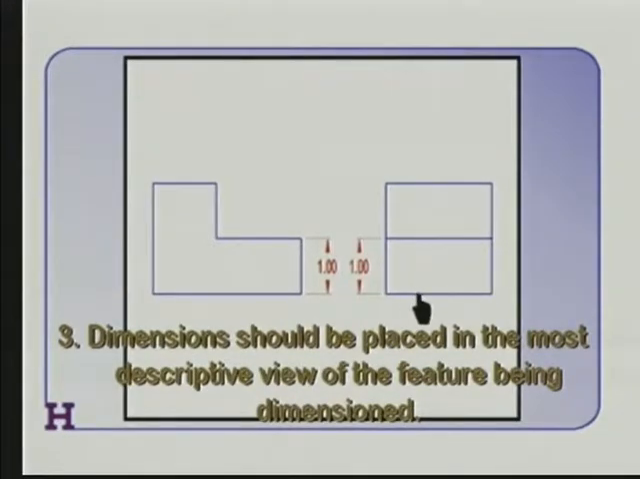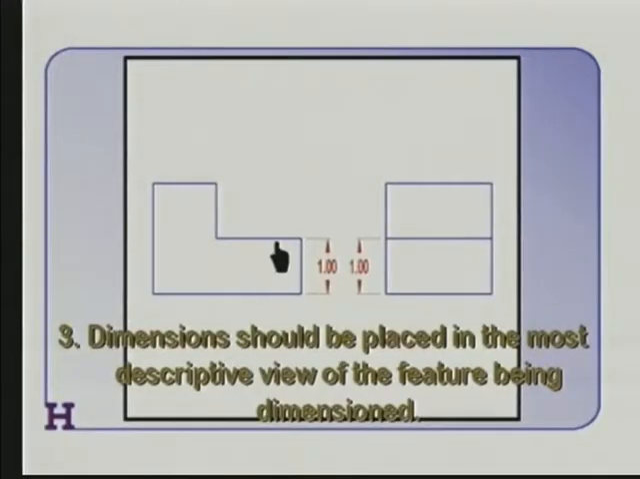Well, when I challenge my students to this and I ask them to point out what this dimension is really showing, they almost all automatically go to the front view. That's the more descriptive view of that feature. Here in the side view, you cannot tell whether it's an innie or an outie. So we're not going to dimension it there. The principle says dimensions should be placed in the most descriptive view of the feature being dimensioned. And you need to pay attention to this one because in the past, students miss this principle more than any others.